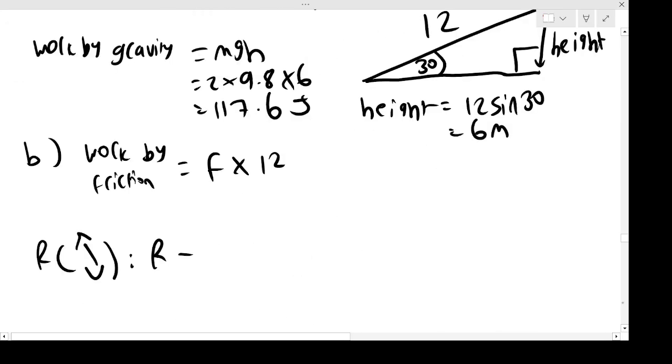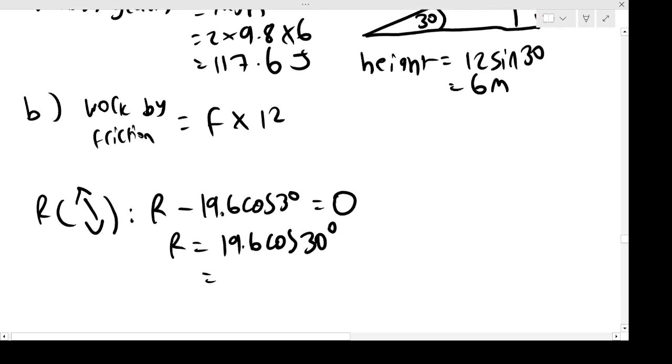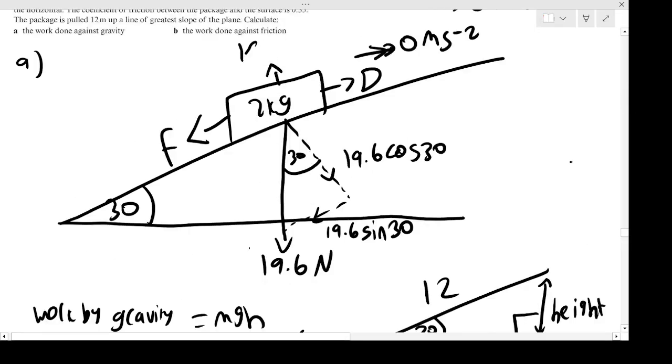Okay. And so that's going to equal ma. Well, the acceleration is 0, so mass times acceleration is 0. Therefore, R is equal to 19.6 cos 30. And so we can work that out as a number to be 16.97 newtons. There we are. That's my reaction. 16.97.